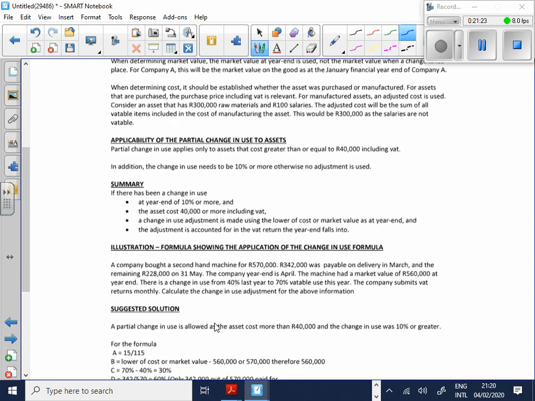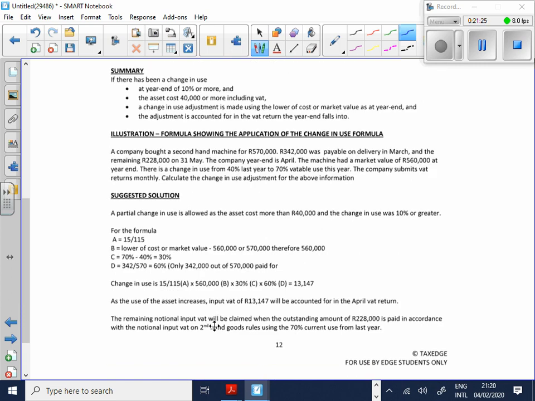So let's just have a look. Illustration. The company bought a second-hand machine for 570. 342 is payable on delivery in March, and the remaining 228 on 31 May. The company year-end is April. The machine had a market value of 560 at year end. There's a change in use from 40% last year to 70% vatable this year. The company submits VAT returns monthly.